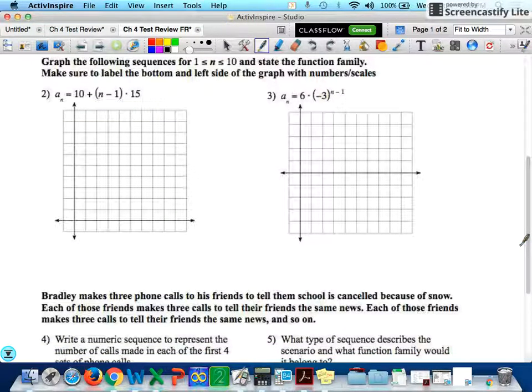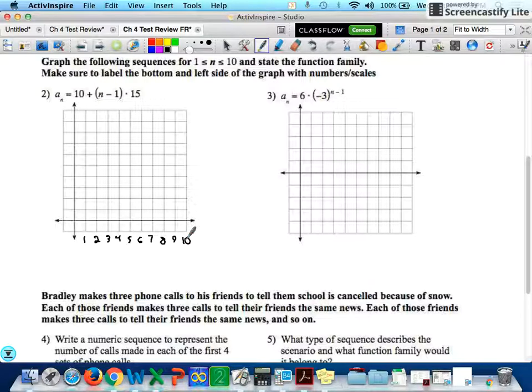Oh, now we're on to the graphing. This part still hurts, guys. This part's still tough. Graph the following sequences for 1 through 10. That means I've got to do 10 terms, and state the function family. Be sure to label the bottom and left side of the graph with your numbers or scales, okay? You have to indicate to me what you're counting by. Well, I know with my x values, I'm counting 1, 2, 3, 4, 5, 6, 7, 8, 9, 10. I know that much, okay?